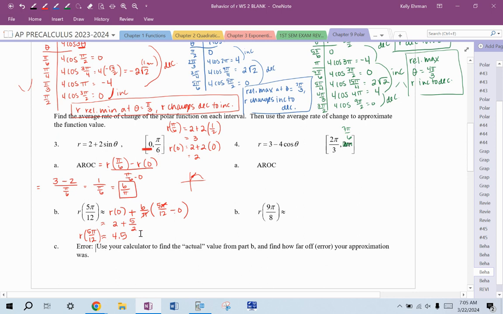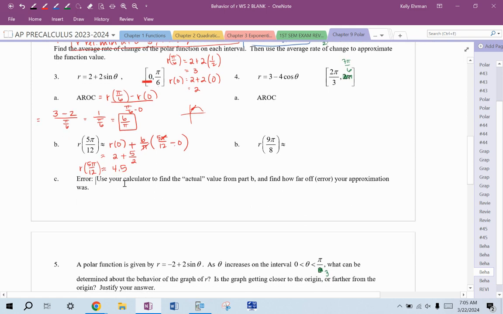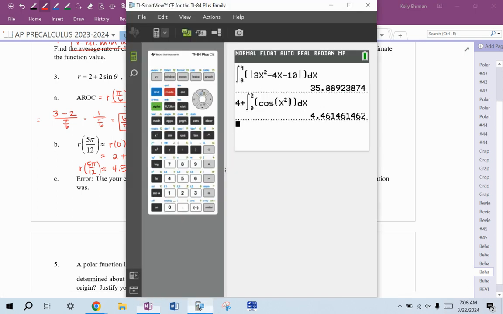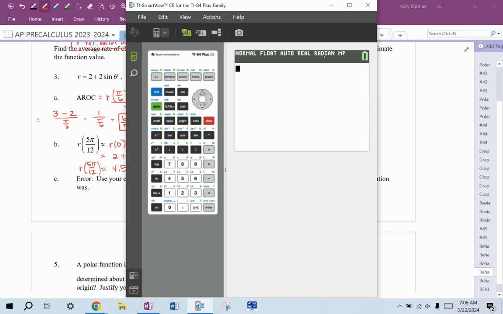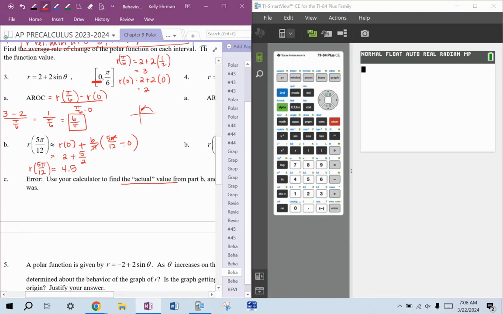And then we don't have this on our test, but error is another thing that we look at a lot in BC calculus. So how far is this approximation, or how good is this approximation, basically? So use your calculator to find the actual value. I have that in quotes because it's still being rounded on our calculator. So let's just see, we're in radian mode. What is 5 pi over 12 if I plug that in? 2 plus 2 sine of 5 pi over 12.